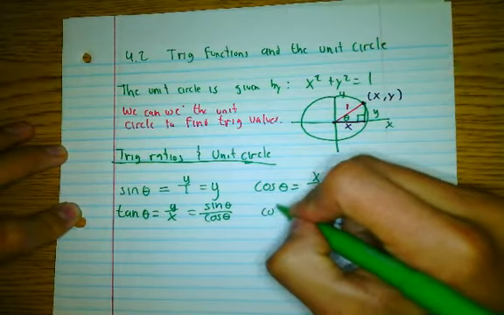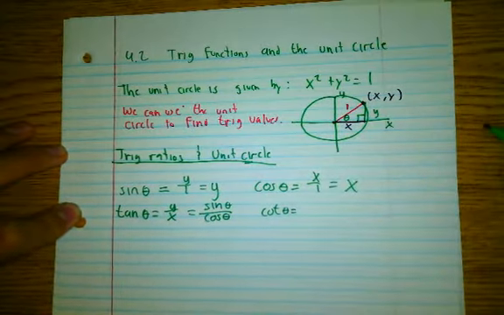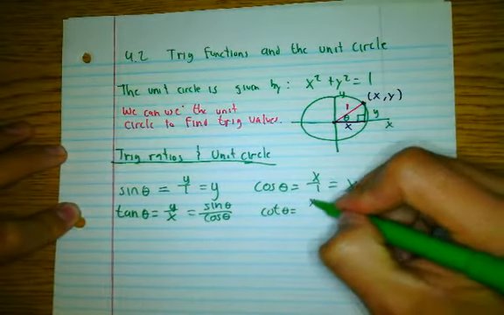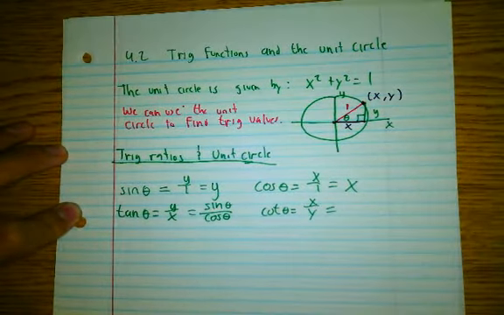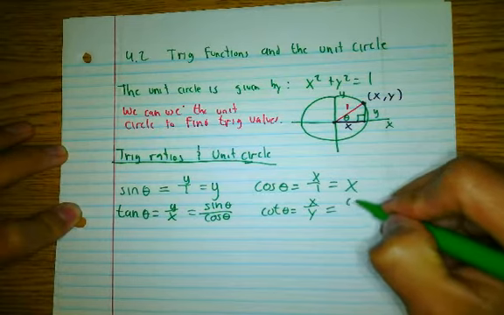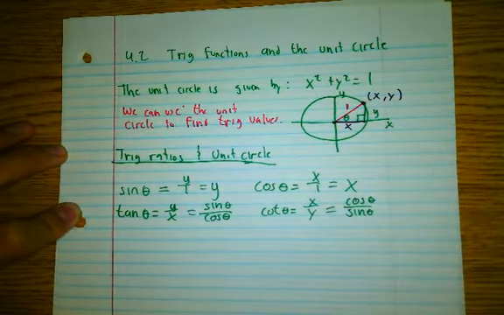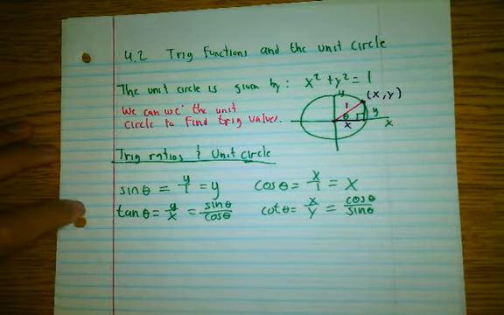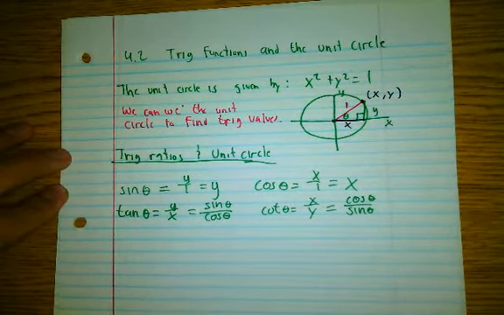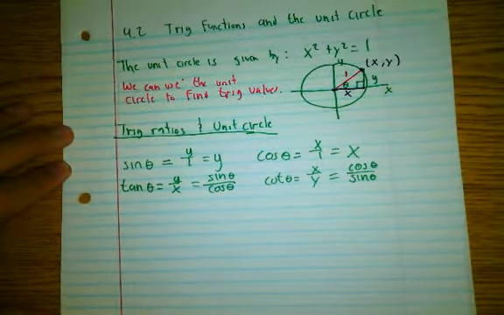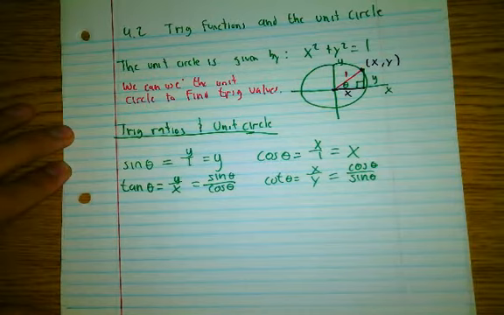Okay. What would be cotangent of theta? Well, cotangent would be the reciprocal of this, so it would be x over y, which is the same thing as saying what over what? Cosine of theta over sine of theta. Alright, so far so good. I said it backwards, anyways. Now we have two more ratios.